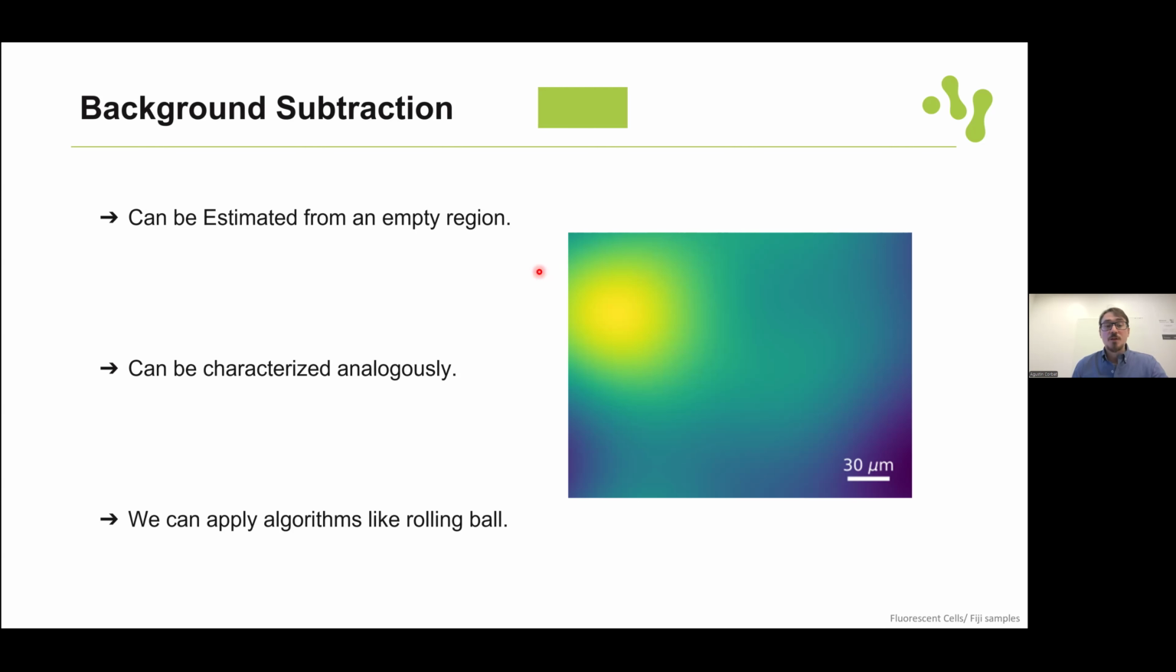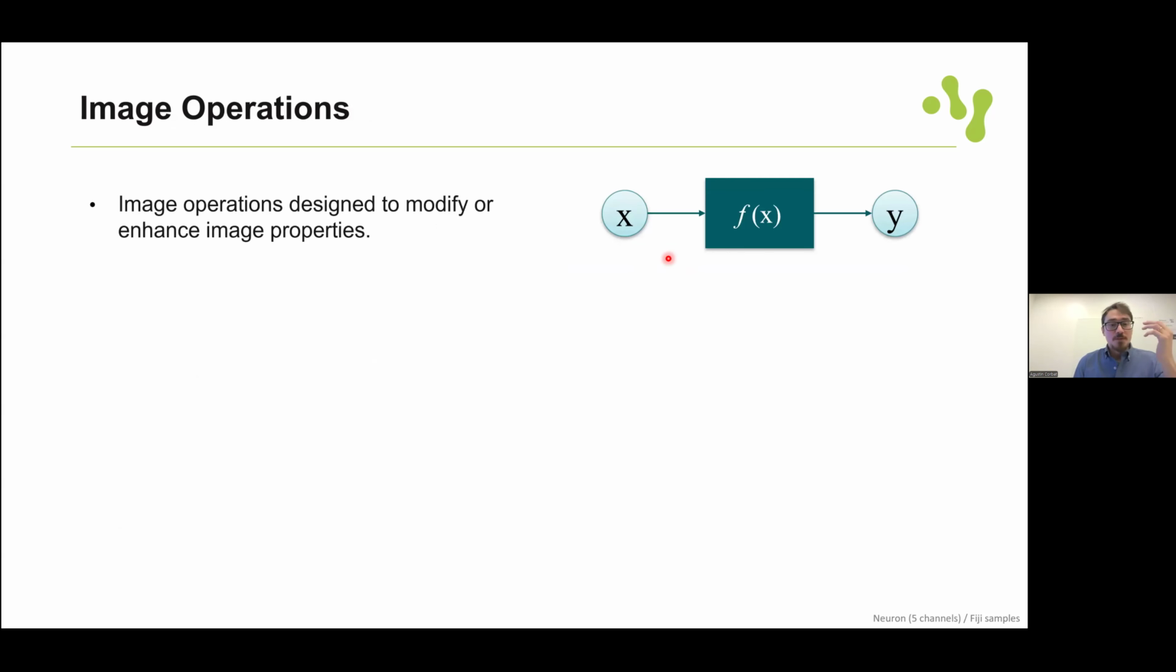Or we could apply some algorithms like rolling ball that we will see afterwards. But to do this, we need to be able to understand what image operations are. These are designed to modify or enhance some image properties, and they often take one or more images, apply a specific function, and then you get an image as an output.